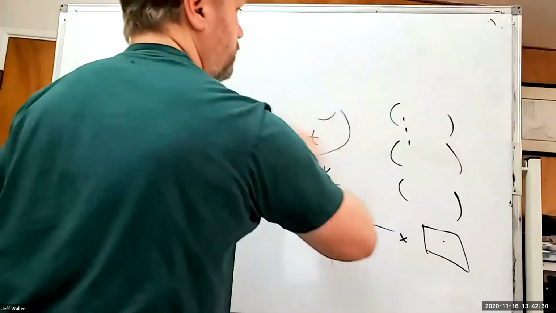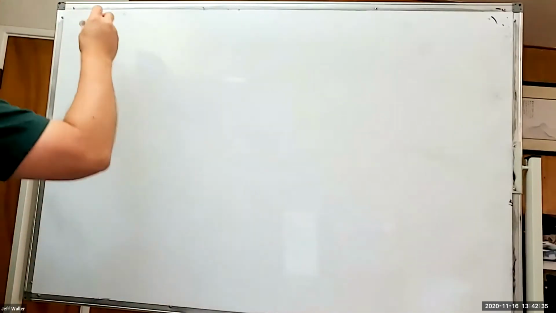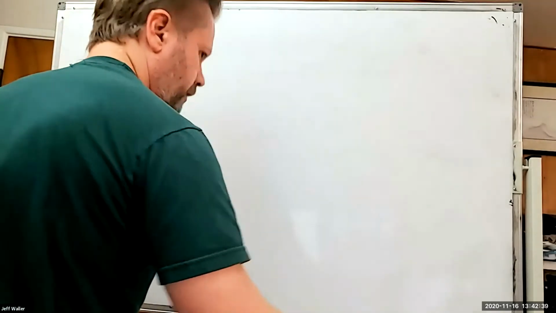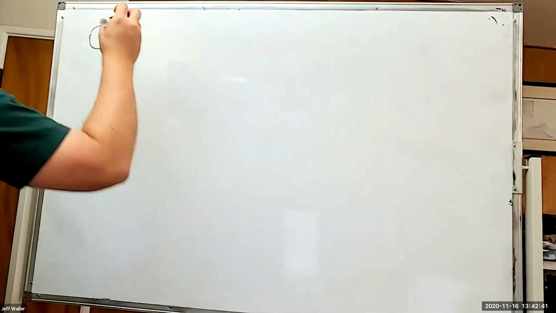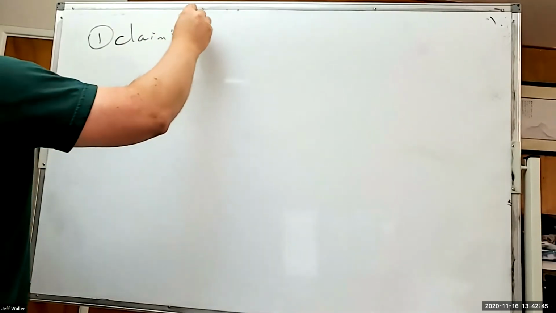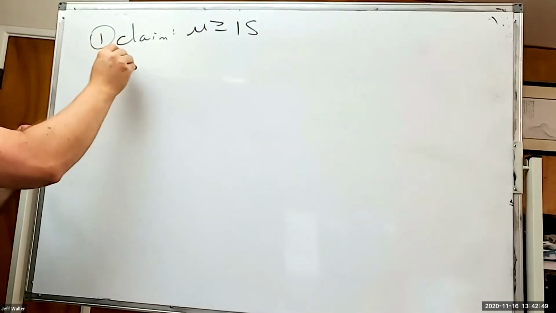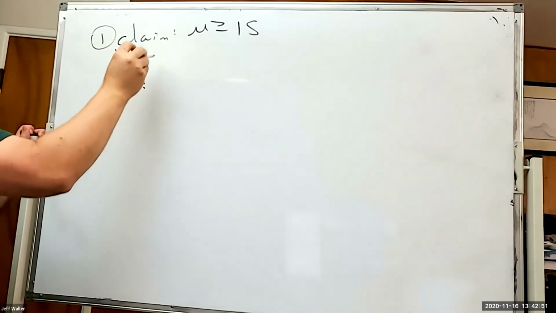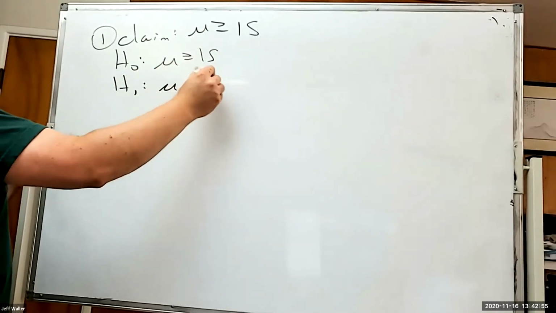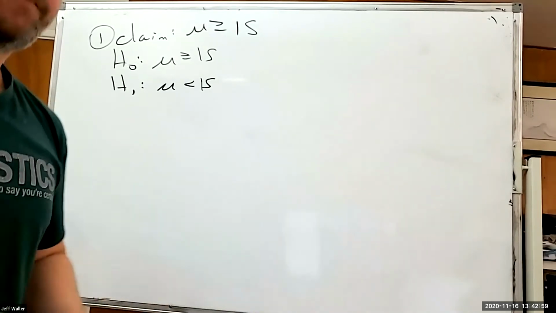All right, now let's do this. Let's focus on this. Here's situation one. The claim is mu greater than or equal to 15. So that'll be this one, right? Because it's got the equal sign. Is everybody with me so far? Can you guys see that all right? Yes. Good, good, good. Okay.